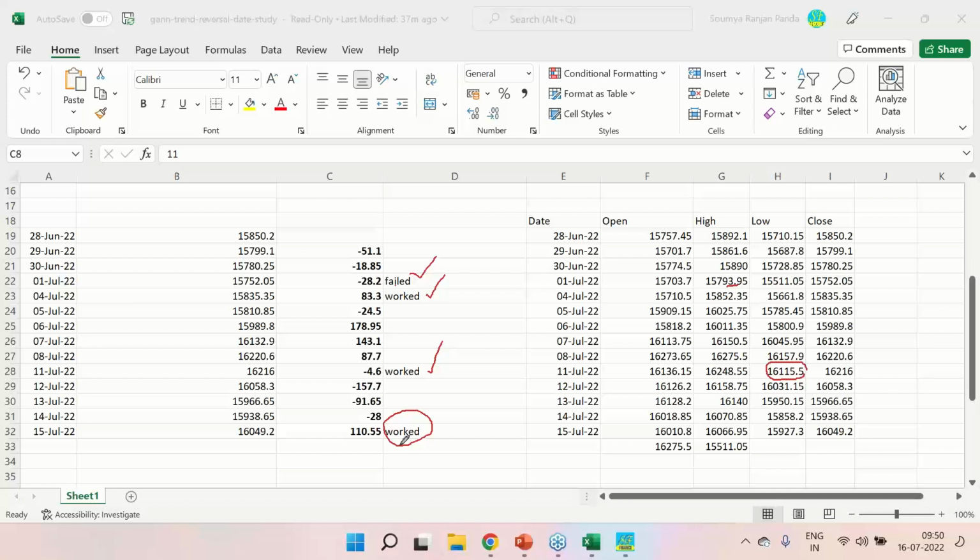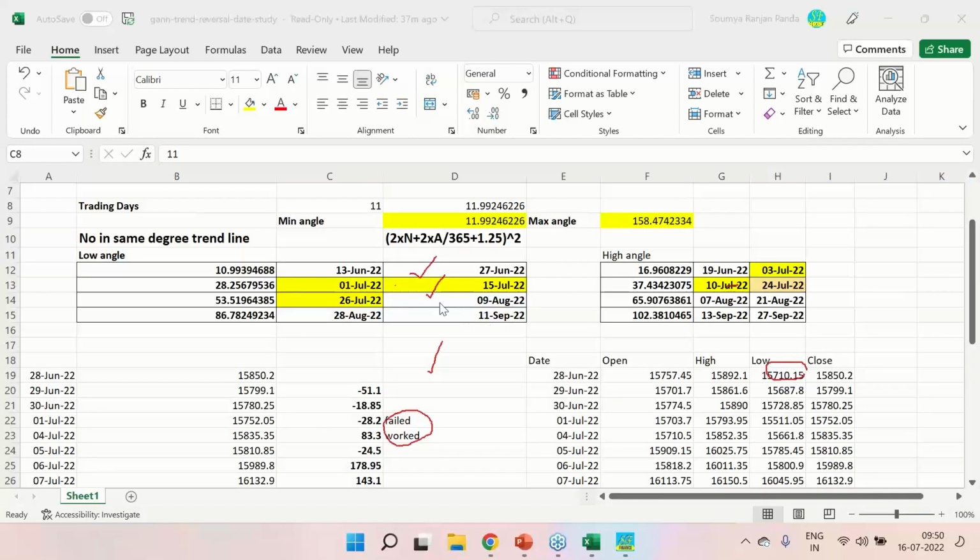Another beautiful part of this analysis: you can also observe the monthly high and low of that particular month, meaning July month's high and low. Very carefully listen to this part. July month's high and low, which has happened or which is going to happen, will happen on any of these days.